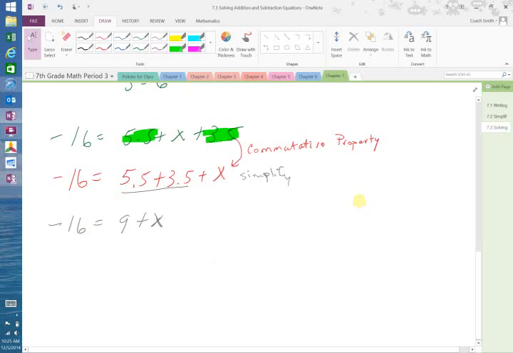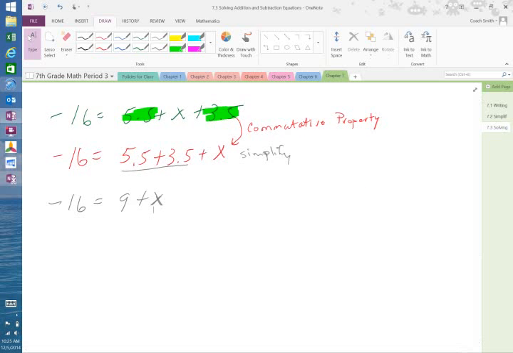Okay? Well, to solve that, I have to do the inverse of adding, which is subtracting. So that means I have negative 16 minus 9 equals 9 minus 9 plus x. So here is the part that I added to the equation to solve it.